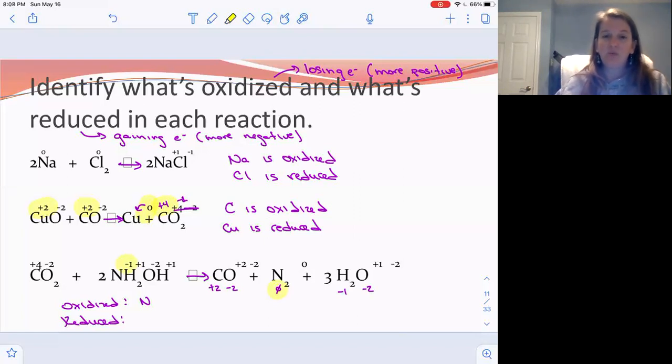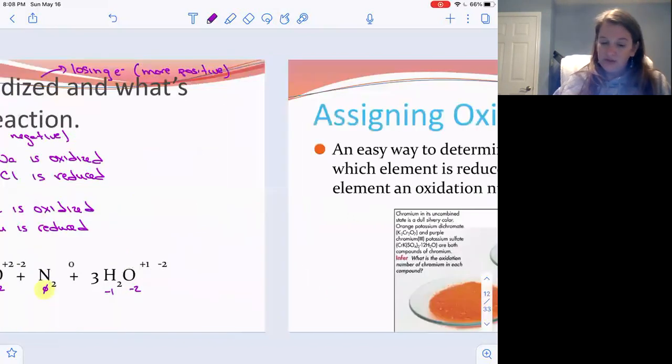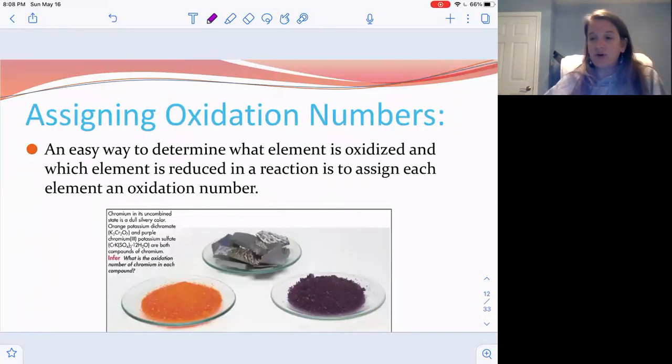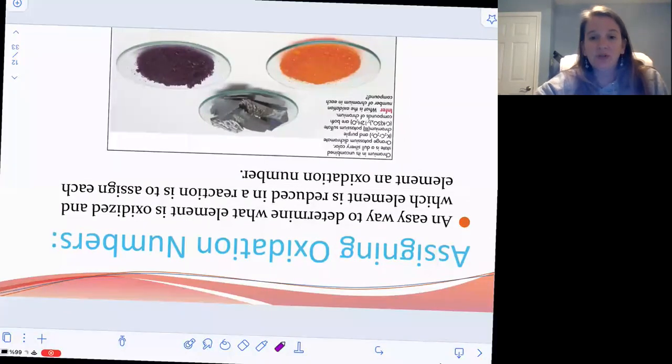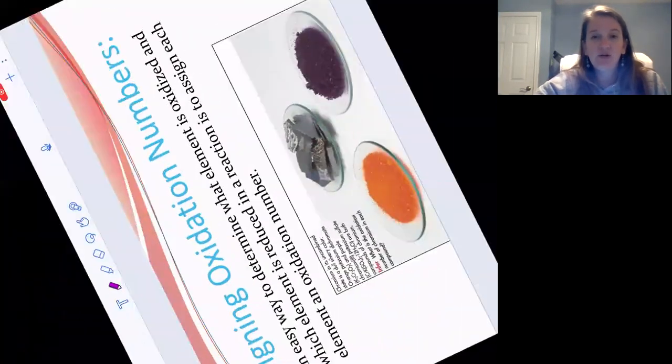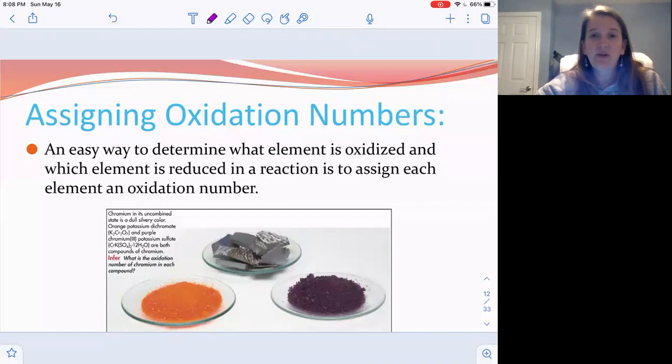And then which one is getting more negative? Which one is gaining electrons? Well, the carbon goes from a +4 to a +2, so it got more negative, so the carbon is being reduced. Okay. So our next video is going to go over assigning oxidation numbers. Let me know if you have any questions about identifying oxidation reduction first.